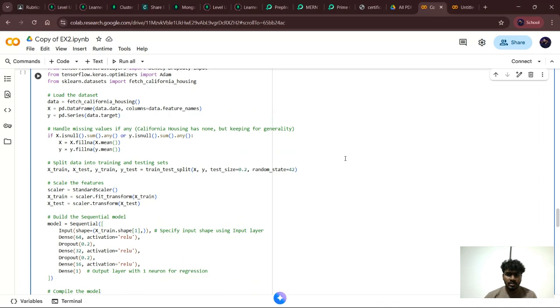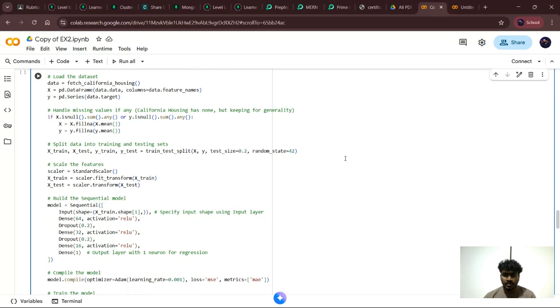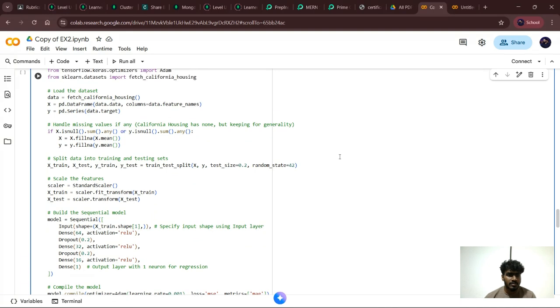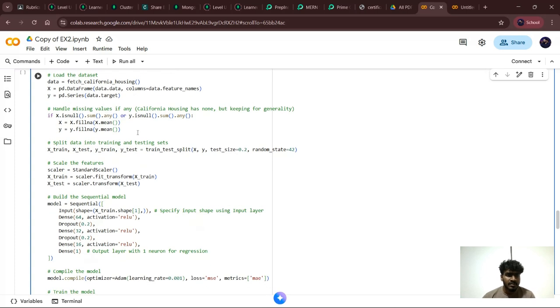Next, we need to load the dataset, which I am using is the California housing dataset, which has different features like average income, number of rooms, population, and so on, and a target variable, which I stored in the variables X and y. Next, I convert the dataset into a pandas DataFrame, which I used in this line, and then handle missing values by filling the missing values with the mean values.